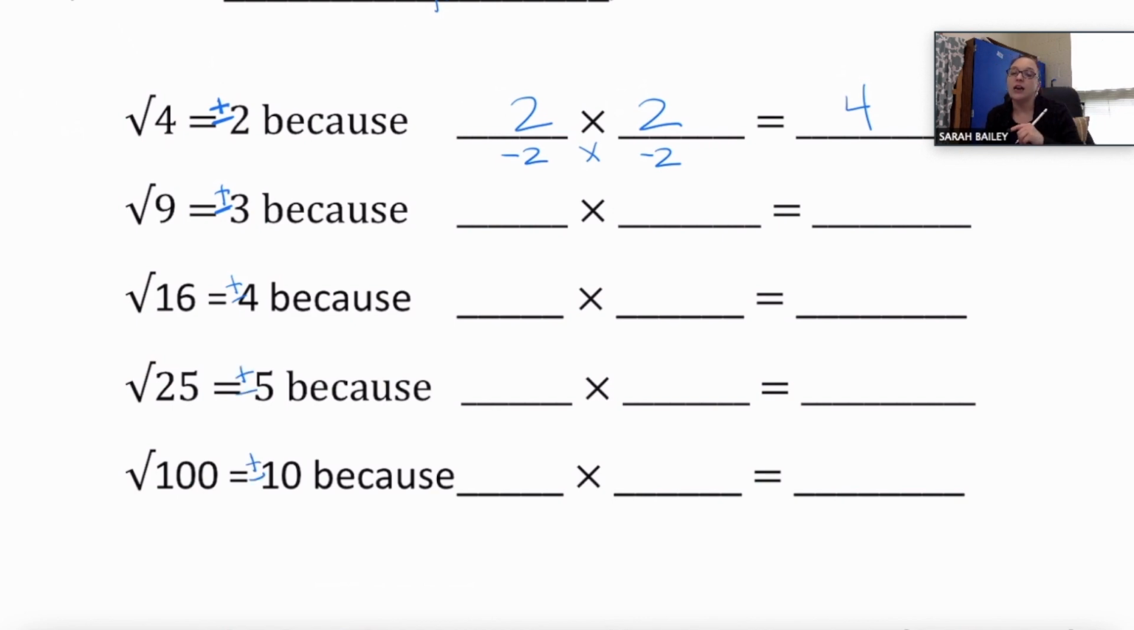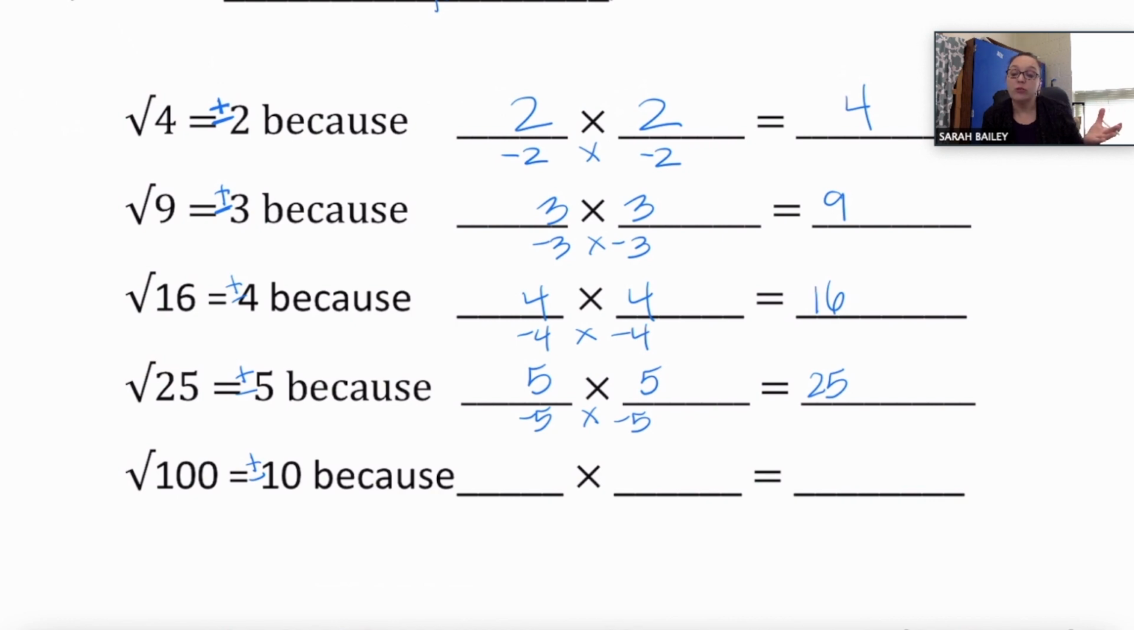So the square root of 9 is positive 3 and negative 3 because we can do 3 times 3 and get 9. We can also do negative 3 times negative 3. The square root of 16 is 4 or negative 4 because 4 times 4 is 16, and so is negative 4 times negative 4. The square root of 25 is 5. You're getting the pattern here because 5 times 5 is 25. Also add in there that negative 5 times negative 5 is 25. And then the square root of 100 is positive 10 and negative 10 because 10 times 10 is 100 and negative 10 times negative 10 is also 100.